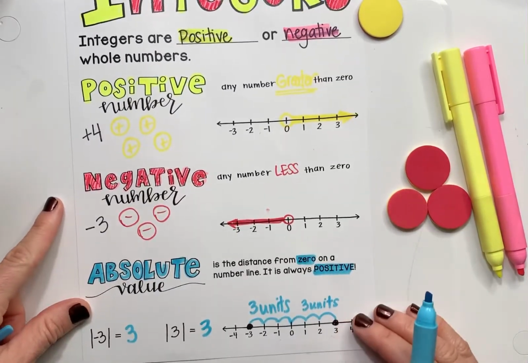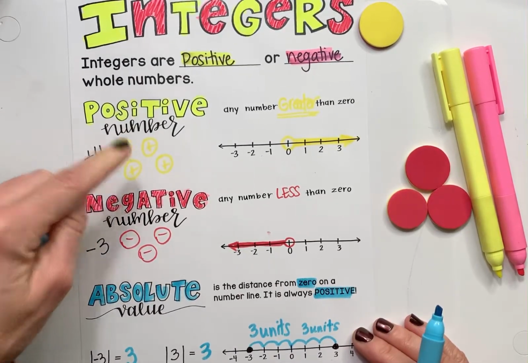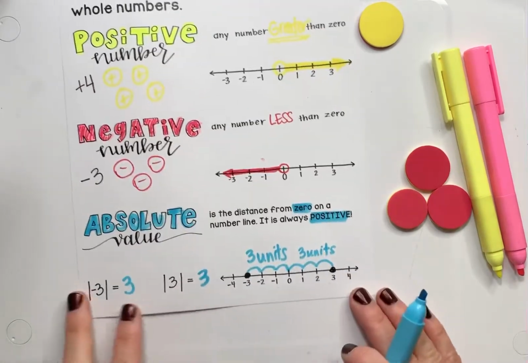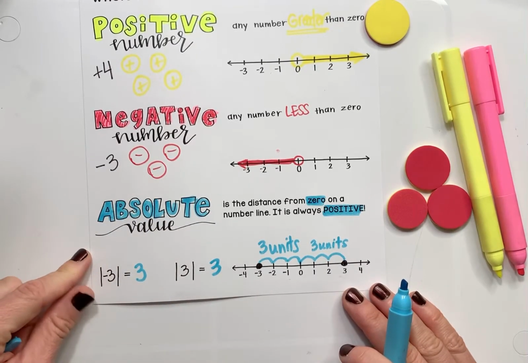Okay, so those are the different ways that we can model integers. So we can use integer chips, we can use number lines for positive and negative numbers, and sometimes, when we're working with integers, we might need to think about the absolute value of those integers.